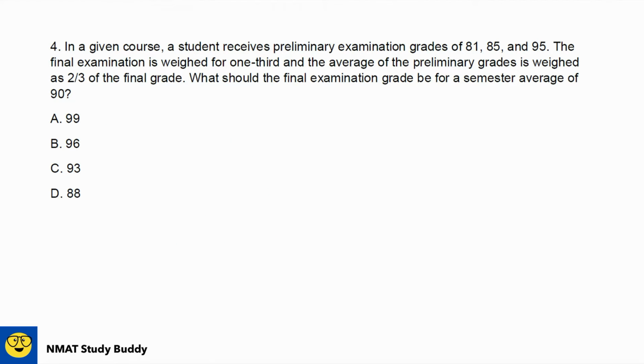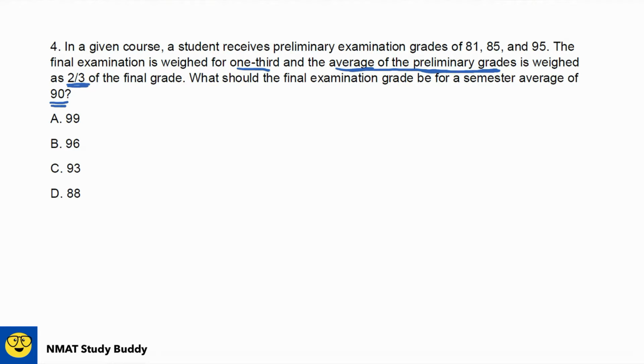Number 4, in a given course, a student receives preliminary examination grades of 81, 85, and 95. The final examination is weighed 1/3, and the average of preliminary grades is weighed 2/3 of the final grade. What should the final examination grade be for a semester average of 90? So, 90 is the final grade for the semester. Let's first get the average of the preliminary grades. It says the weight of the average of the preliminary grades is 2/3 of the final grade. So, let's first make that equation.